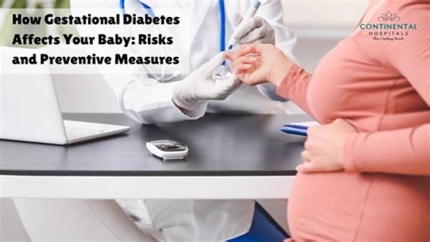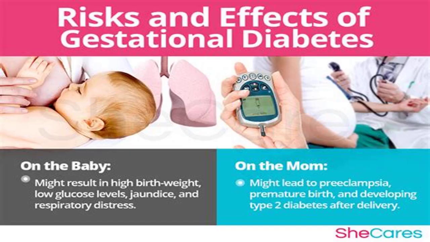Gestational diabetes can lead to early labor or early delivery. Premature babies tend to face challenges such as underdeveloped lungs, difficulty regulating body temperature, and feeding problems.